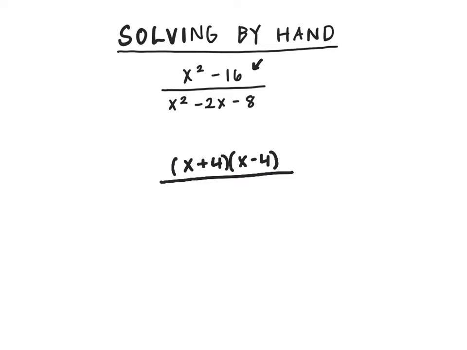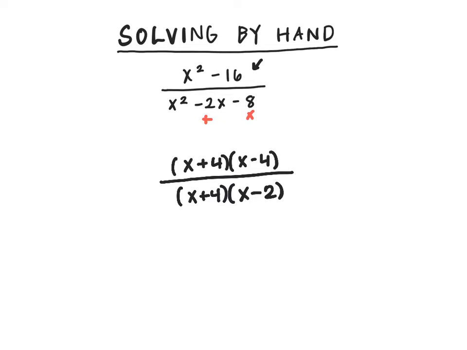I then need to factor my denominator. So I want to figure out what adds to negative 2 and multiplies to negative 8. So when I'm thinking about this, I'm going to guess 4 times 2 gives me 8. Positive 4 minus 2 will add to negative 2 and multiply to negative 8. So we'll have x plus 4, x minus 2.